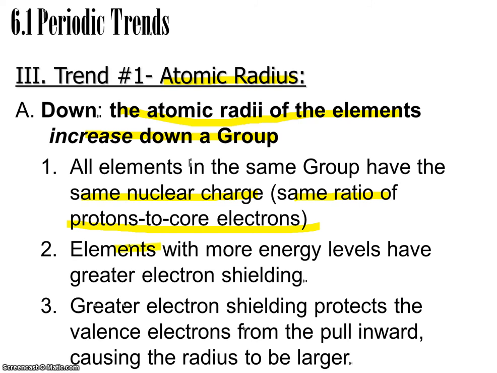However, elements with more energy levels are going to have more electron shielding. And the greater the amount of electron shielding, the more the valence electrons are being protected from being pulled inward, and this allows the radius to be larger.